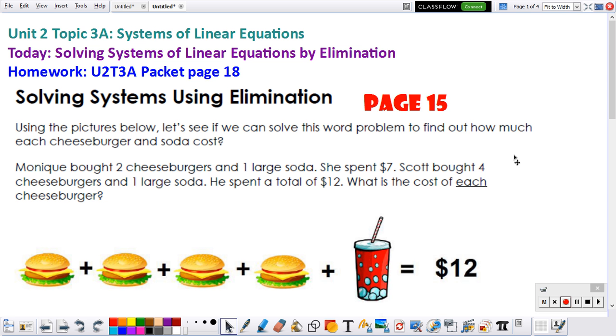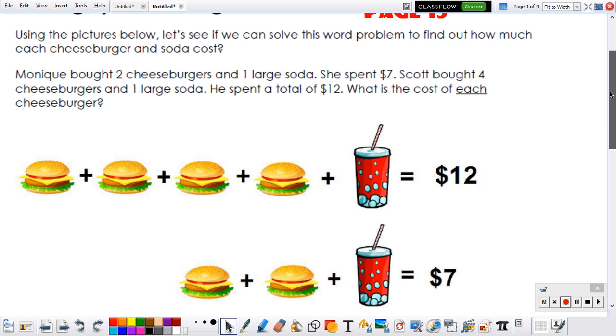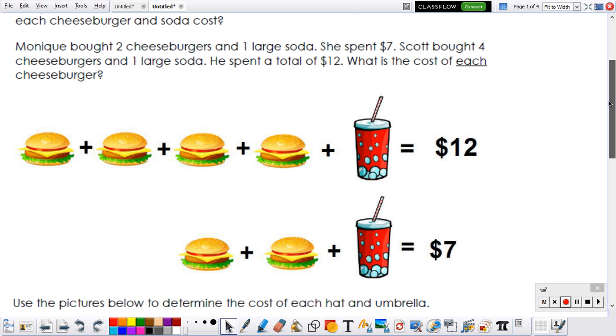Open up your packet to page 15. And using the pictures below on page 15, let's see if we can solve this word problem to find out how much each cheeseburger and soda costs. So Monique bought 2 cheeseburgers and 1 large soda. She spent $7. Scott bought 4 cheeseburgers and 1 large soda, and he spent $12. It says, use the pictures to determine the cost of each. So here we go.